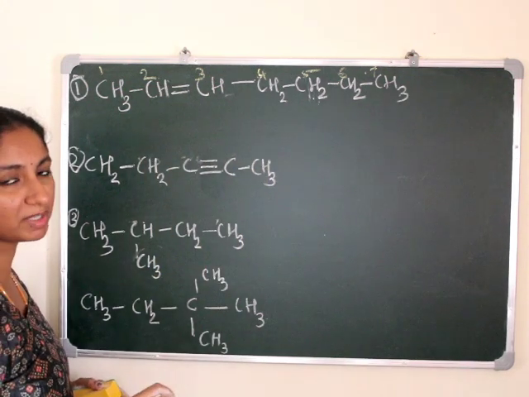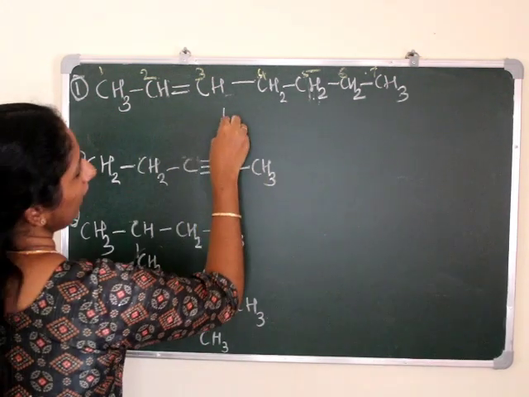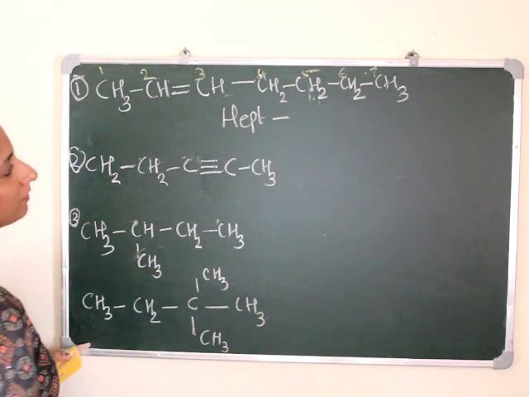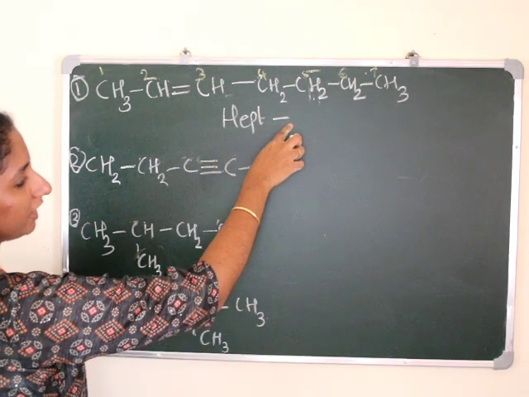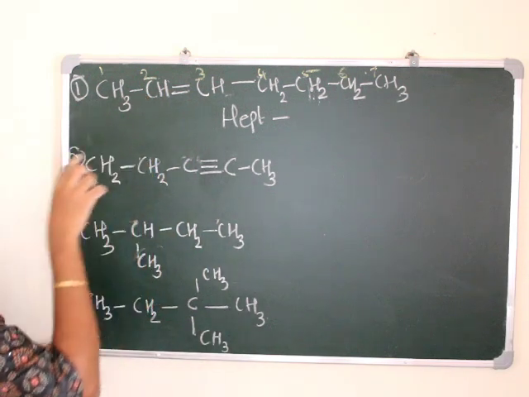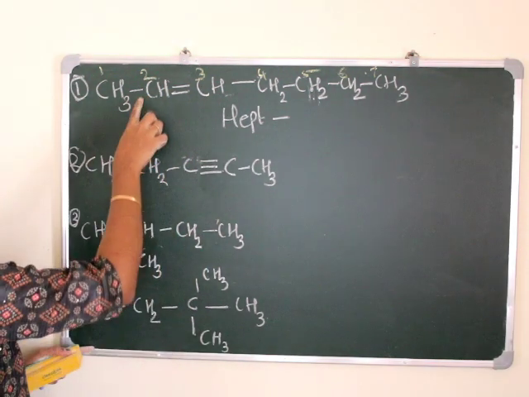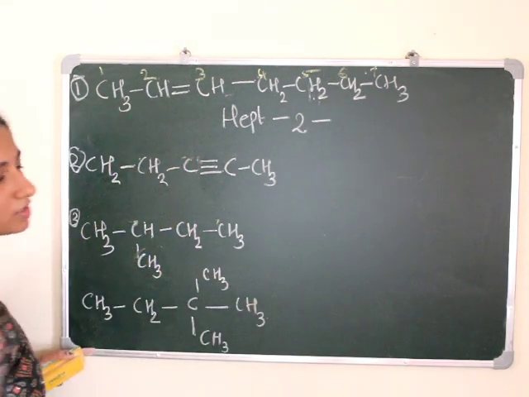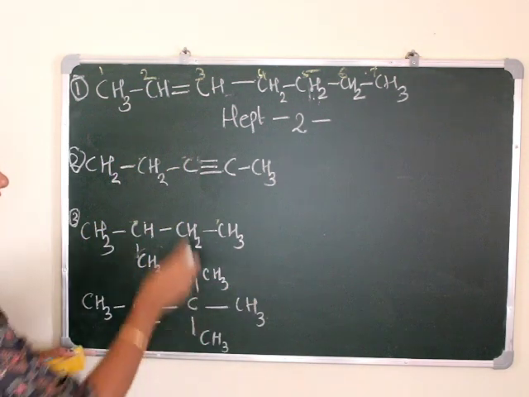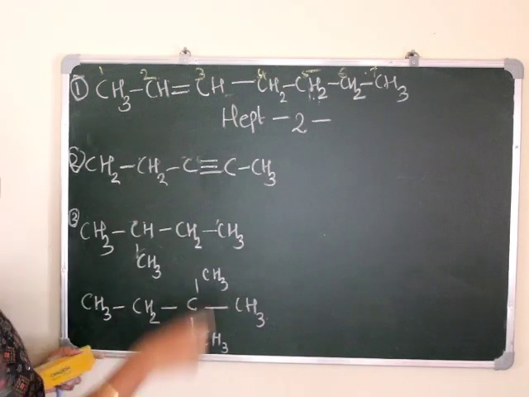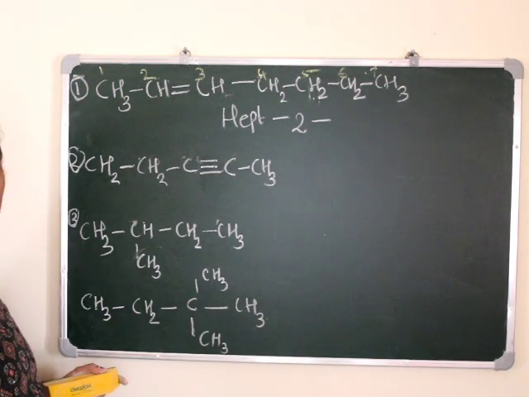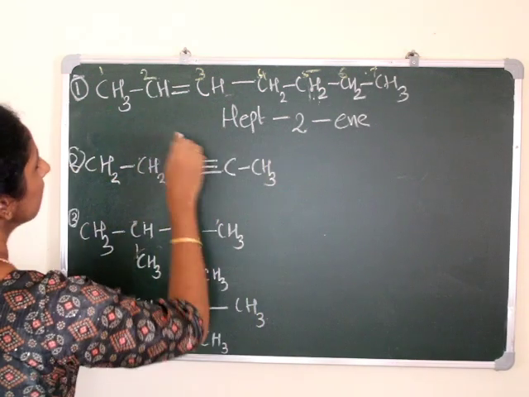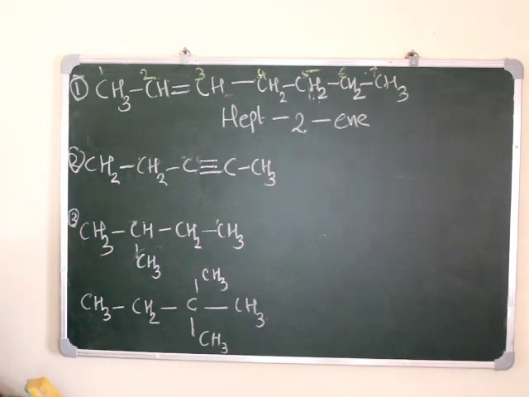So what will be the word root? Hept, right? Meth, eth, prop, but, pent, hex, hept. Okay. And then we want to put a hyphen, then the position of this particular unsaturation. But unsaturation is at the second carbon atom. So second, 2. Then we want to put again hyphen, then the suffix will be ene because unsaturation is double bond. So the suffix is ene. Hept-2-ene is the IUPAC name for this particular hydrocarbon.